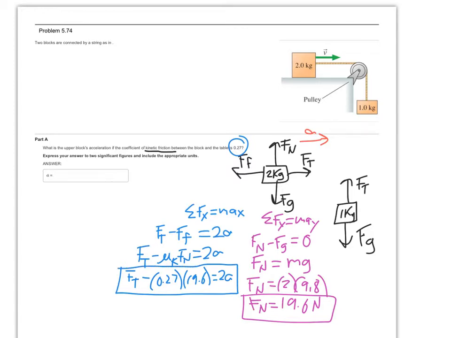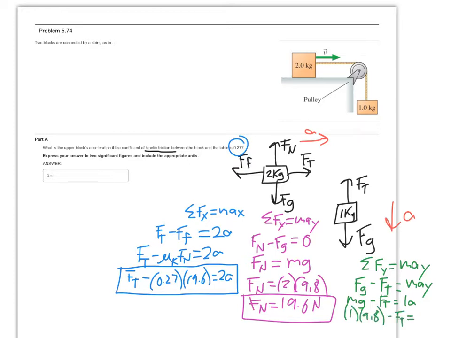All right? So that means I'm going to have to go ahead and set up my F equals ma for the 1 kilogram hanging block. And I know that that block is accelerating down, so I'm going to make that be the positive direction. So I'm actually going to say Fg minus Ft equals ma. I can substitute in mg for the force of gravity, minus Ft is equal to 1 times a. So I'm going to have 1 times 9.8, or just 9.8, minus Ft equals 1a. So there are my two equations.